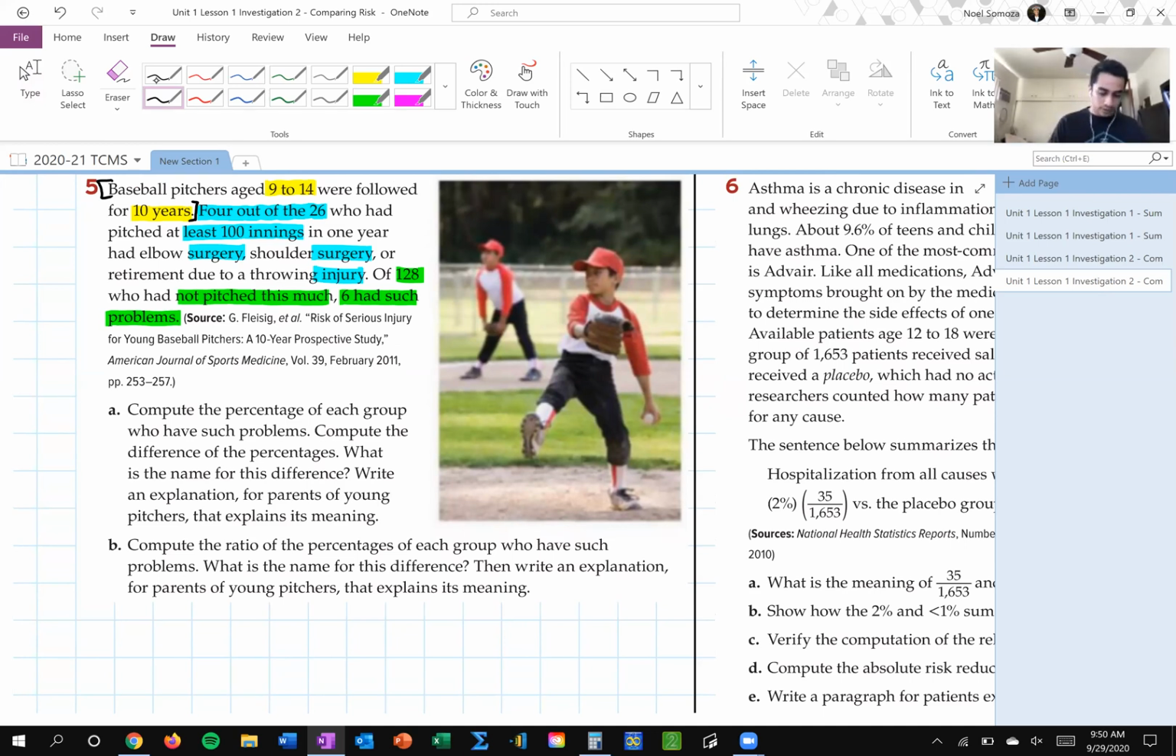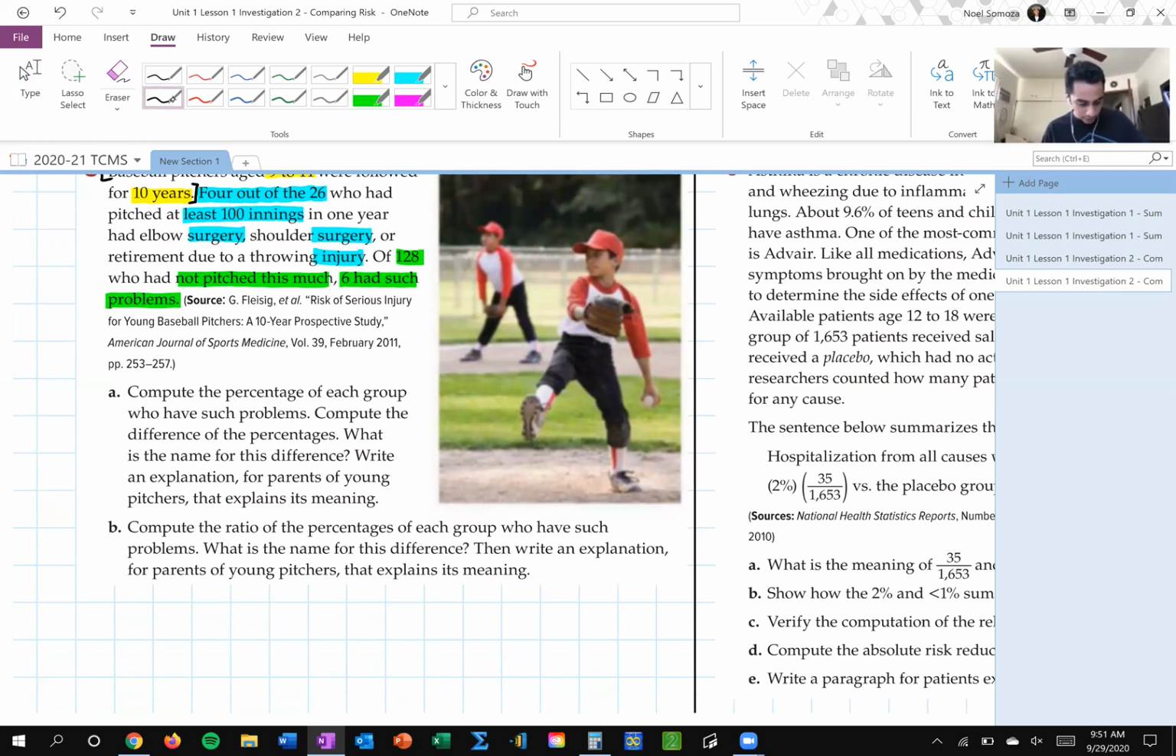Now that you know this information, maybe you know somebody in your family, like a nephew or a cousin who's pitching and he's only 10 years old. Be aware of how much they pitch. So let's compute percentages for each group. We have two groups. First of all, what are the two groups?